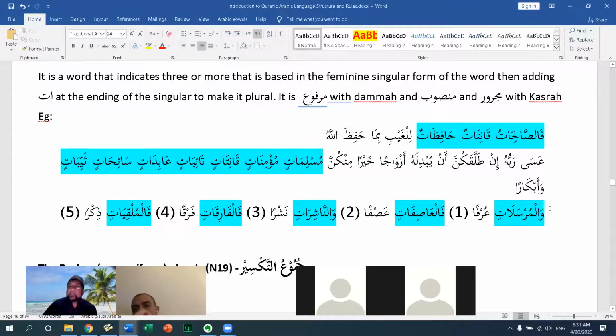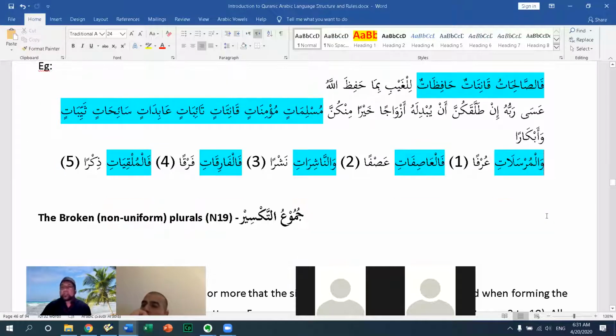Wal-mursalat 'urfa. Who can do the i'rab of wal-mursalat 'urfa? Who can do the i'rab of that? Surah al-Mursalat.